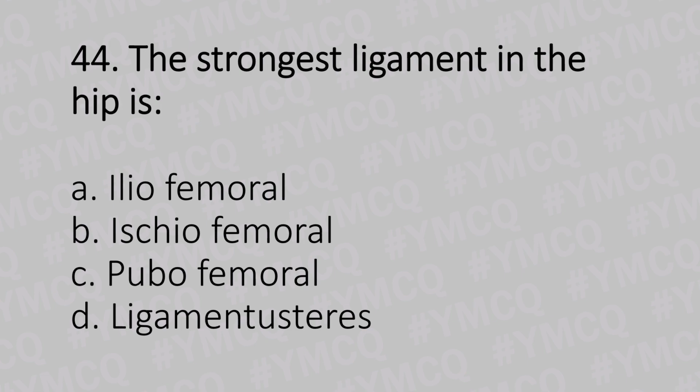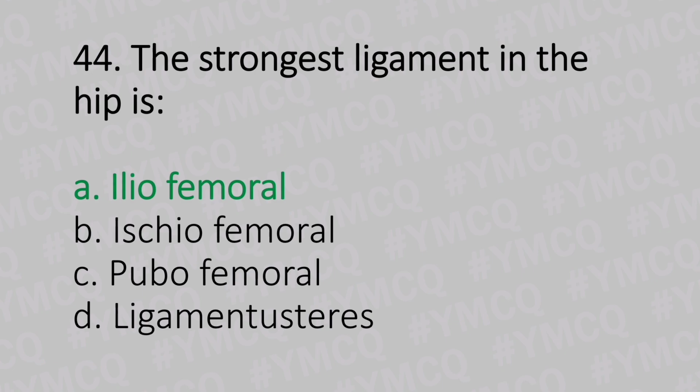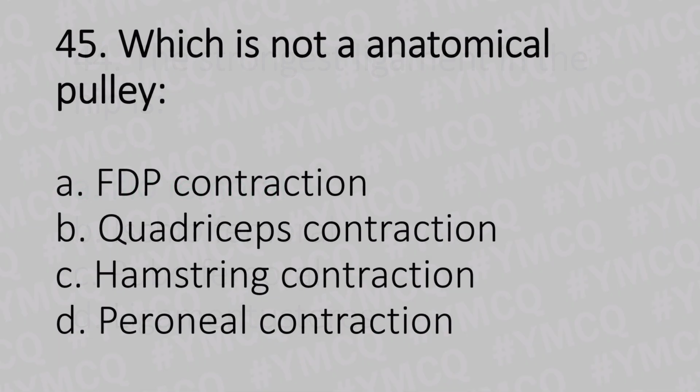Moving to our 44th question, the strongest ligament in the hip is option A, iliofemoral. Option B, ischiofemoral. Option C, pubofemoral. Option D, ligamentum teres. And the answer is option A, iliofemoral.